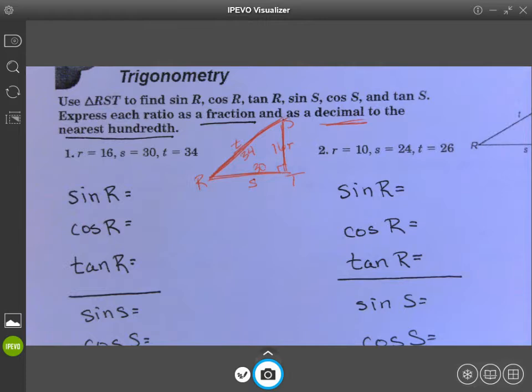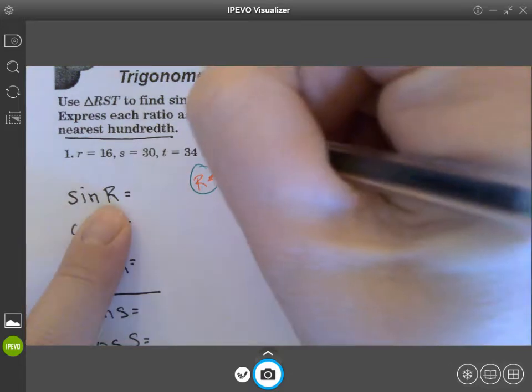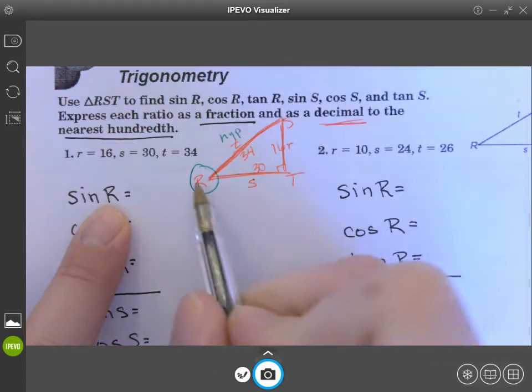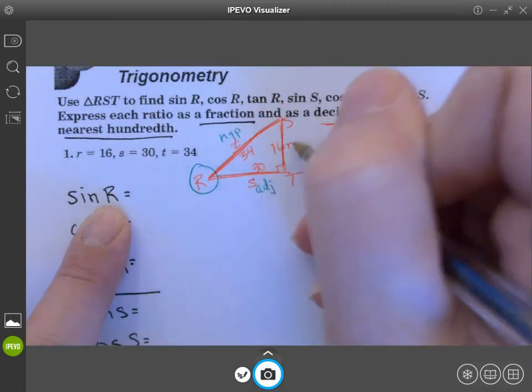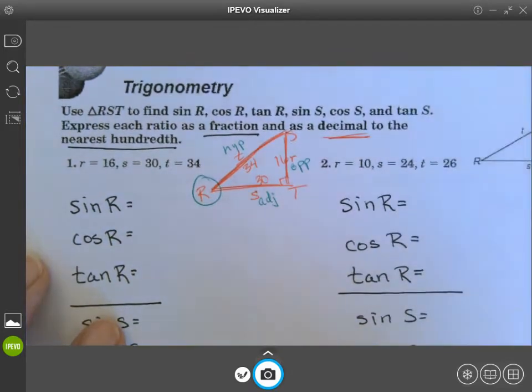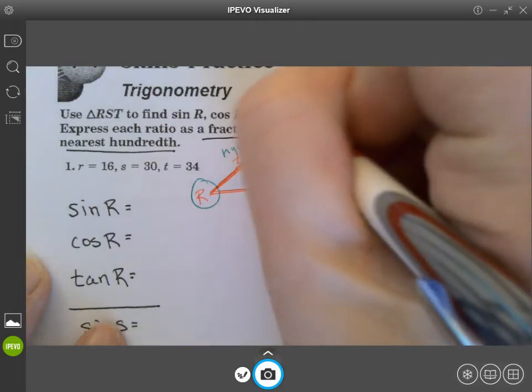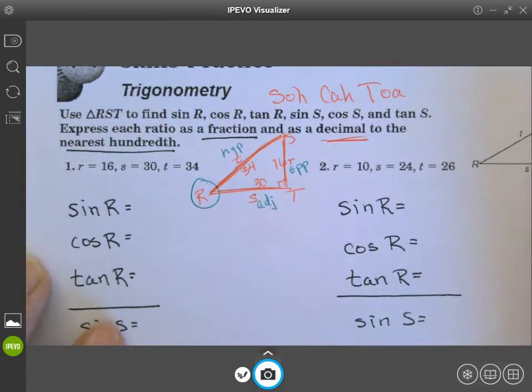Now, the first thing we're doing is we are doing everything on angle R. So, on angle R, I'm going to circle that in green here. If I'm talking about angle R, this is the hypotenuse. That's not going to change. But if I'm on angle R, this side is the adjacent side, and this side is the opposite. So when I go to do my sine, cosine, and tangent, maybe it will help you to put your SOHCAHTOA on here. I think that's a nice reference.